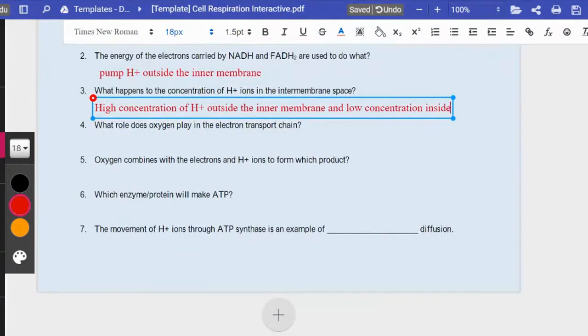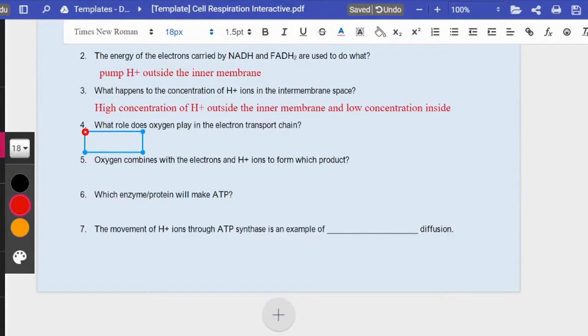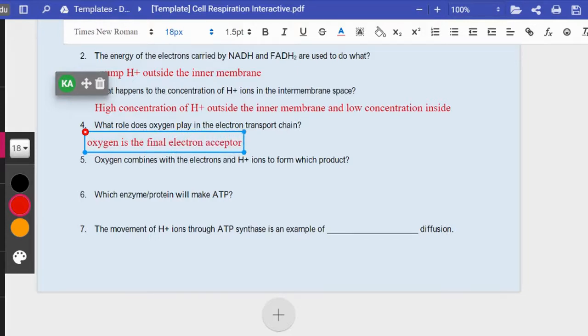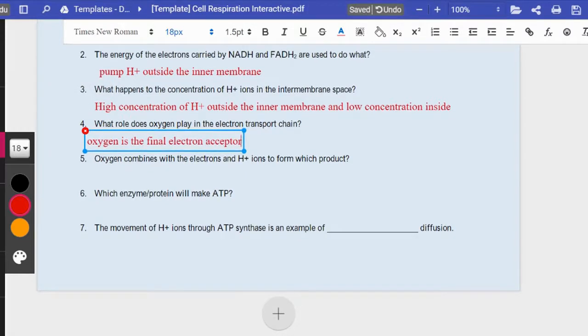And what role does oxygen play in the electron transport chain? So once the electrons reach the end of the chain, well, you can't just have a pile of electrons. They got to go somewhere. And that's why we have to breathe oxygen, because oxygen is the final electron acceptor. So oxygen comes along and says, hey, I'll take those electrons. And it does. It grabs 2 electrons and it grabs a couple hydrogens. And when you have an oxygen with a couple hydrogens, you get H2O, or water. And remember, in cell respiration, we make 6 molecules of H2O.